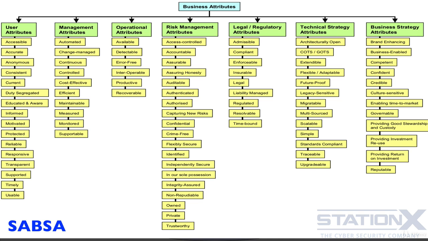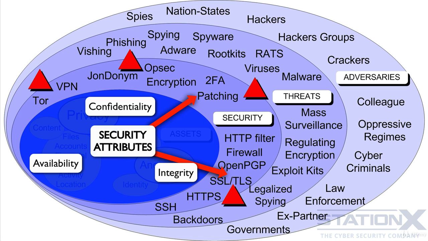So for your assets, you would look at their user attributes, management attributes, operational attributes. Do you need detectability? Does it need to be error-free? Do you need auditability? Should it be legal? Should it be scalable? Should it be governable? And so on. So that's confidentiality, integrity, and availability.